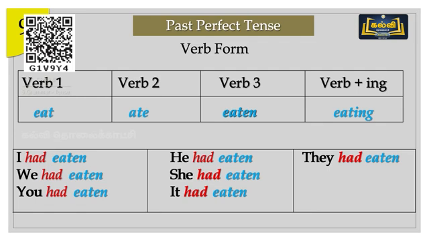And what is the auxiliary verb we are going to use? I had, we had, you had, he had, she had, it had, and they had. Same auxiliary verb which is used with all the pronouns. And verb 3 form, what is that? Eaten. I had eaten when you arrived. We had eaten, you had eaten, he had eaten, she had eaten, it had eaten, and they had eaten.